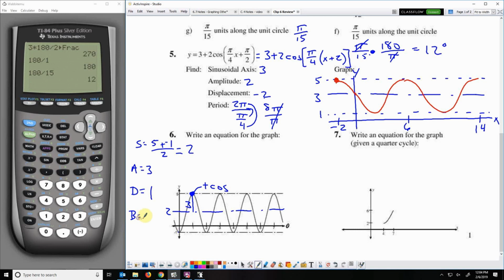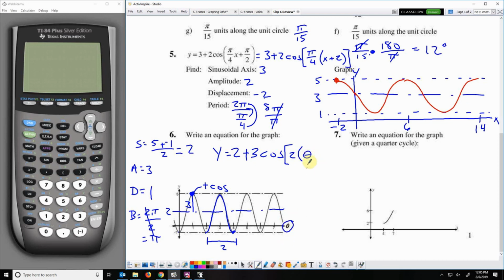And then I need b, which is 2 pi over the period. Okay, a period is the horizontal distance of 1 cycle. So I just highlighted a cycle here. From 2 to 4 is 2 units, 2 radians. So b is pi. So my equation is y equals the sinusoidal axis, and it's positive cosine, so plus amplitude cosine, brackets, then my b, 2 times theta, and I'm not using an x because this right here is a theta. I want to use theta. Displacement is 1, so minus 1. And there is my equation.